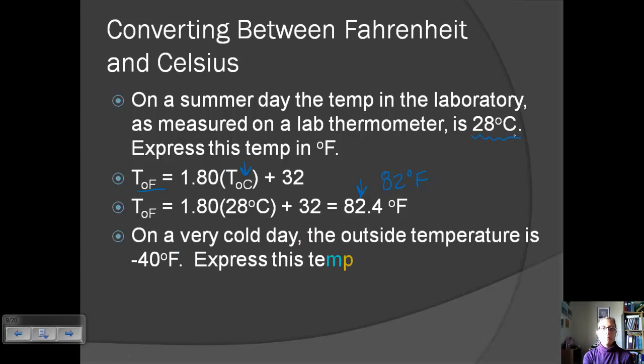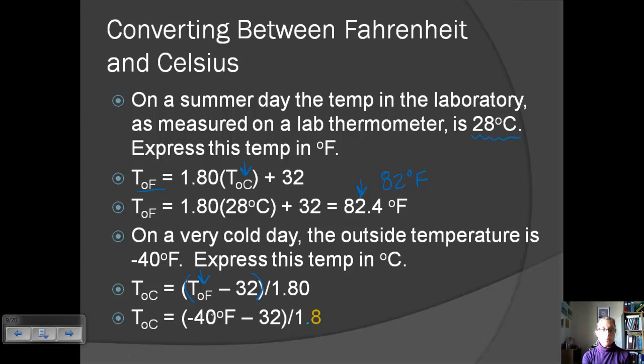Okay, let's look at an example going the opposite direction. So it says on a very cold day, the outside temperature is negative 40 Fahrenheit. Express this temperature in degrees Celsius. So now I'm going to use this equation, plug in my Fahrenheit, subtract 32, take that entire quantity and divide it by 1.8. If I do that, I end up with my first part is negative 72, because I've just done this part, and then I'm going to divide it by 1.8, and I get negative 40 Celsius also.